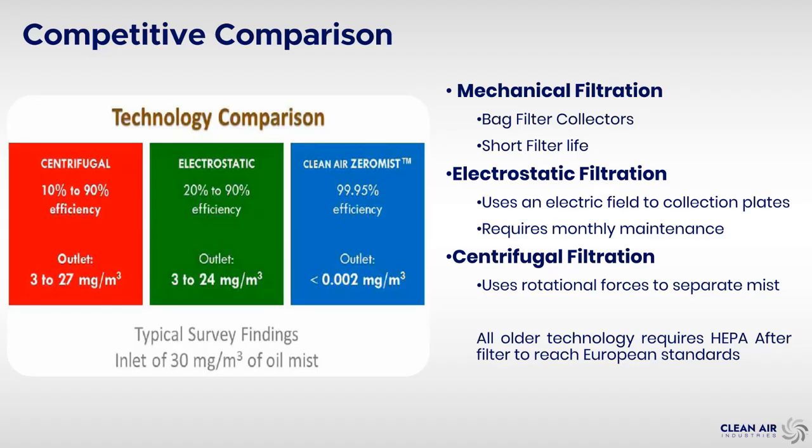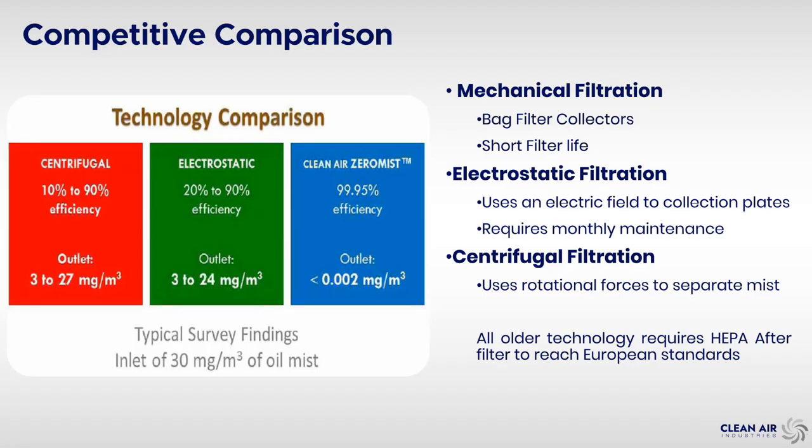Electrostatic filtration actually works extremely well. It's very, very efficient. But the plates that collect the mist have to be cleaned off at least once a month. And if you don't, then it's all hitting the HEPA after, and then your HEPA fills up fairly quickly, and it's a $500 filter that you have to change out.